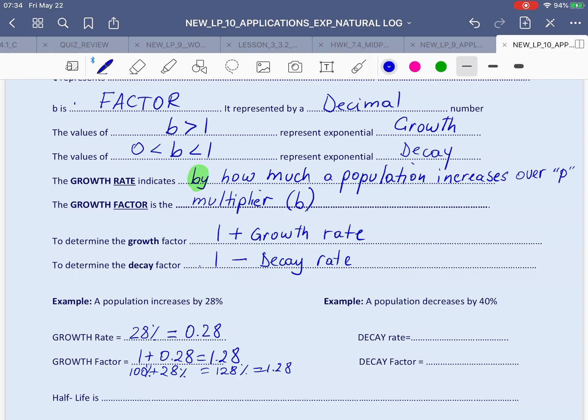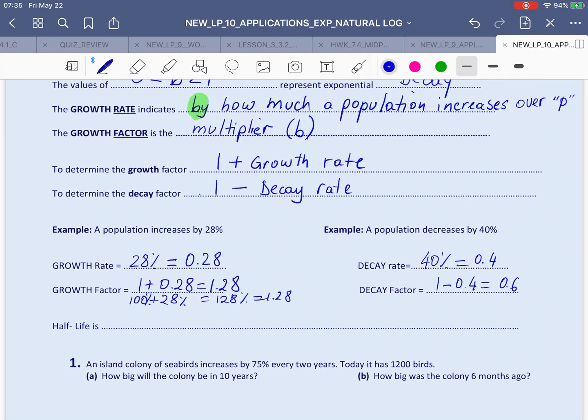Similar to this, when we talk about a decrease in population, in this case by 40%, we'll say that the decay rate is 40%, or 0.4. The decay factor will be 1 minus the decay rate, so 1 minus 0.4, so 0.6. It's a very common mistake that whenever people are given a problem and given the rate, say 40%, they immediately substitute it for B. Now remember, growth rate is different than the growth factor. They're two different things, but they are connected.